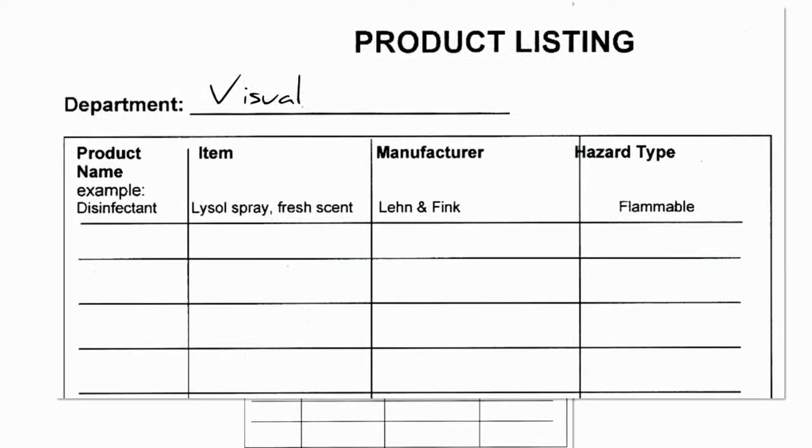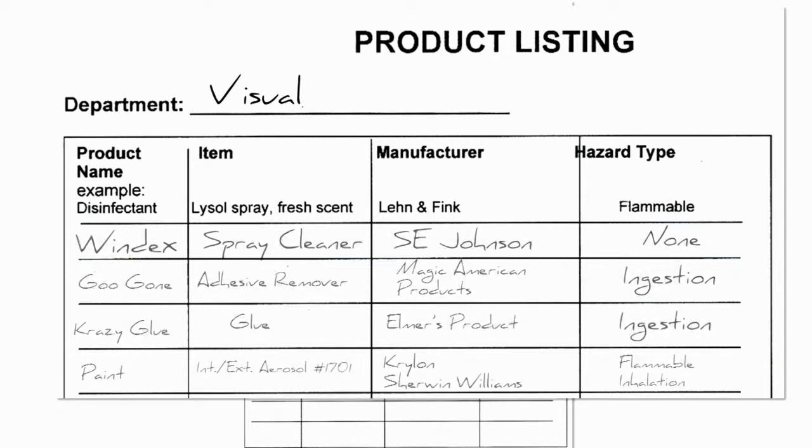Each area that houses products that contain chemicals must have an up-to-date product listing, which identifies the product name, the item, the manufacturer, and the hazard type. This listing should be kept with the products for easy maintenance and keeping it current. Only those products that are used by our associates apply. Products used exclusively by leased or contract employees do not need to be listed.